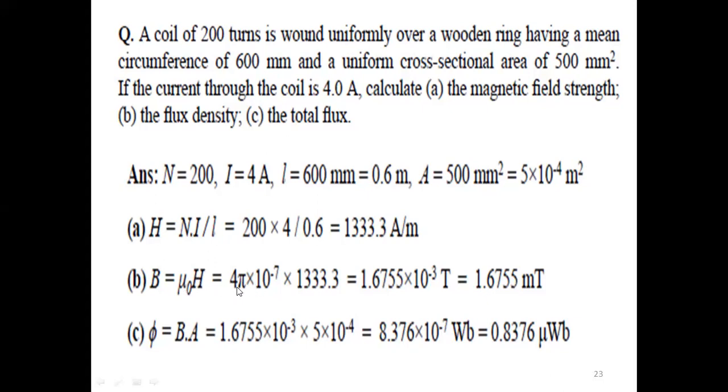Mu R they are going to give. If they have given it, you have to use that. If not given, you can simply assume mu R equal to 1. So B equal to mu naught H, that is 4π into 10 to the power of minus 7 into 1333.3. Multiplying that, you may get 1.6755 into 10 to the power of minus 3.